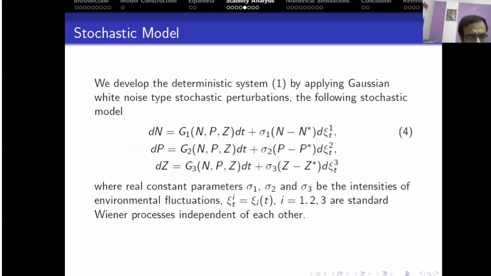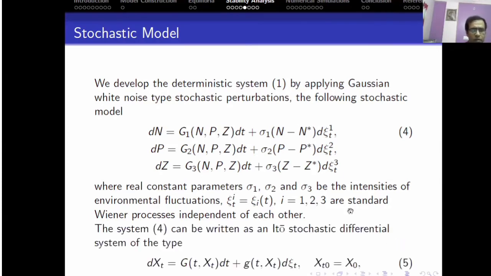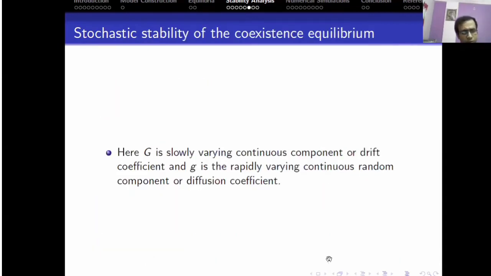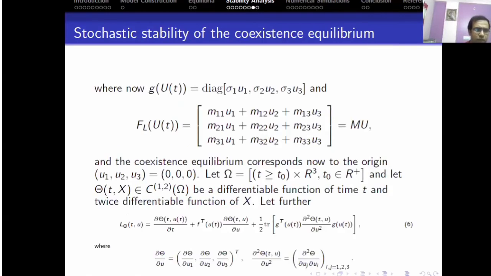Now we have to study the stochastic model. So first we develop the stochastic model from the deterministic model by applying Gaussian white noise type stochastic perturbation, and then the stochastic model converts into this, where sigma 1, sigma 2, sigma 3 are the intensities of environmental fluctuation, and the Wiener processes are standard and independent of each other. And this equation can be written as an Ito stochastic differential equation of this type. Here f is the slowly varying continuous component or drift coefficient, and g is the rapidly varying continuous random component or diffusion coefficient. And here this is the value of g, this is the value of f.